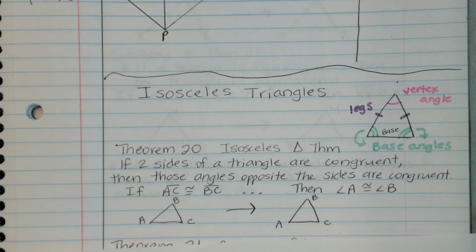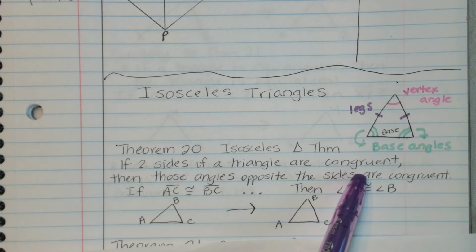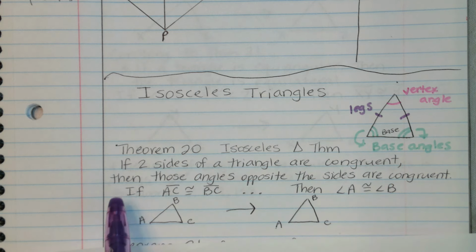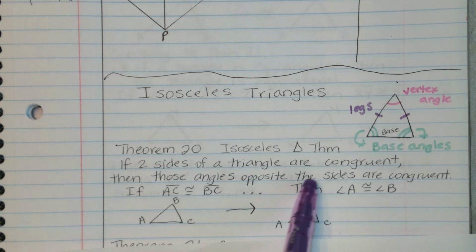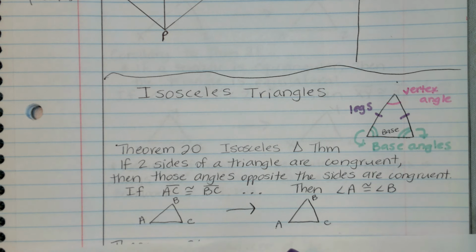Okay, so then we go to the theorem, theorem 20, isosceles triangle theorem. It says if two sides of a triangle are congruent, think about right here how we have two sides that are congruent, then those angles opposite those sides are congruent. It's really just saying what I just said up here. So this is a pretty easy theorem to remember.